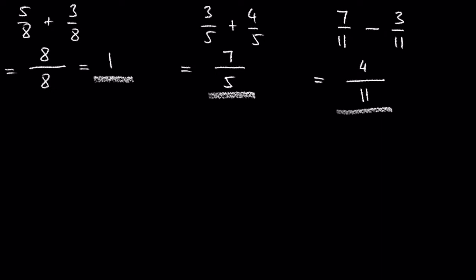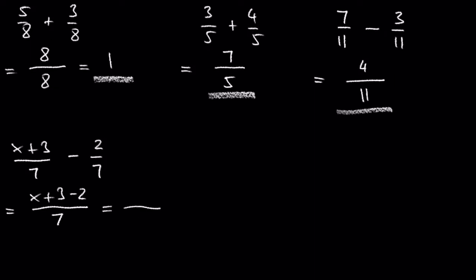Let's take another example. X plus 3 over 7 minus 2 over 7. X plus 3 minus 2 over 7. Three minus 2 is 1.